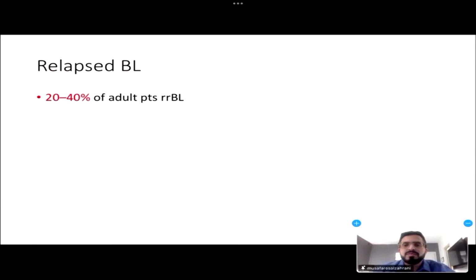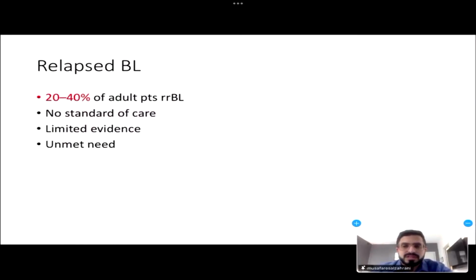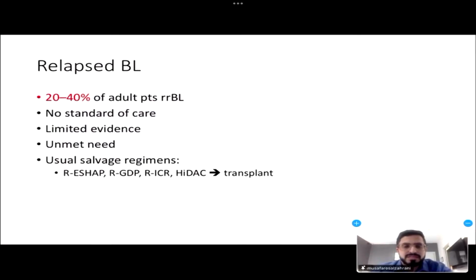Relapsed Burkitts lymphoma is an important topic. It happens in around 20% up to 40% in some studies of Burkitts lymphoma. Unfortunately, there is no standard of care in such patients because we have limited evidence to support our treatment. So this is an unmet need.